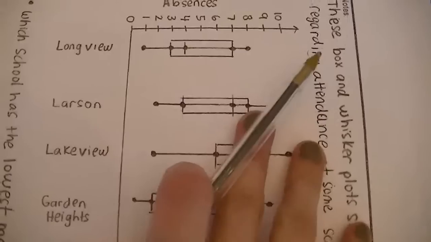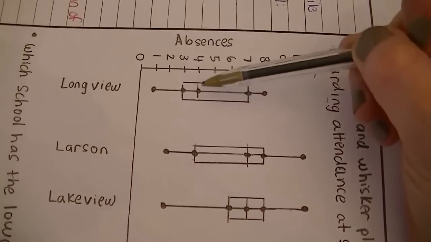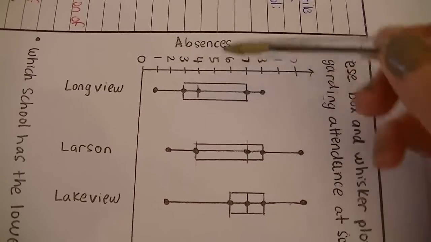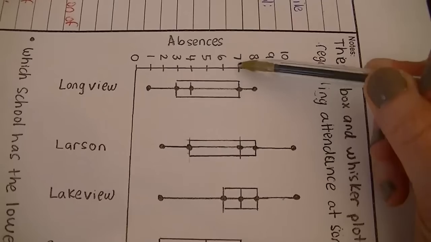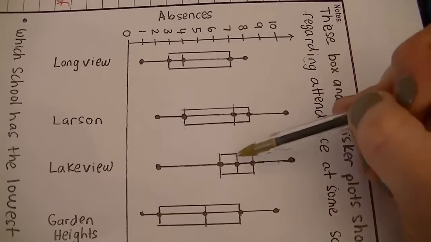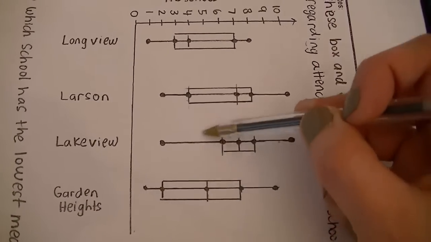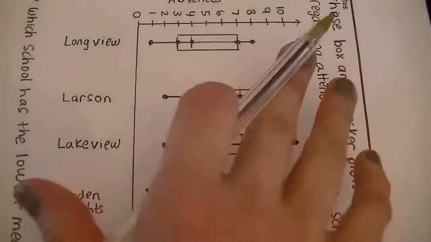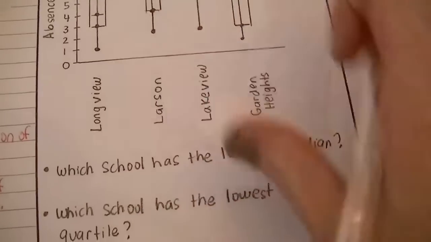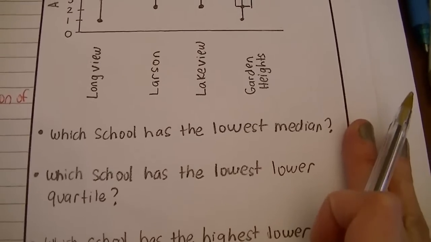So we're going to go ahead and look at the data here. Longview's median is 4. Larson's median is 7. Lakeview's median is also 7. Garden Heights' median is 5. So go ahead and answer that question. Which school has the lowest median?